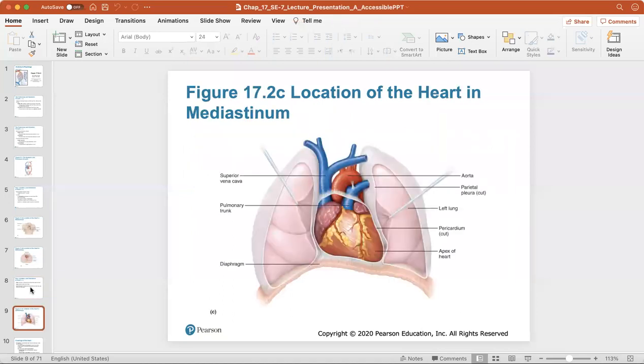So here again is the location of the heart in the mediastinum. There's your apex. You can see here the majority of the anterior of the heart is made up of the right atria and right ventricle. The left atria kind of makes up the base of the heart, so it sits kind of back.